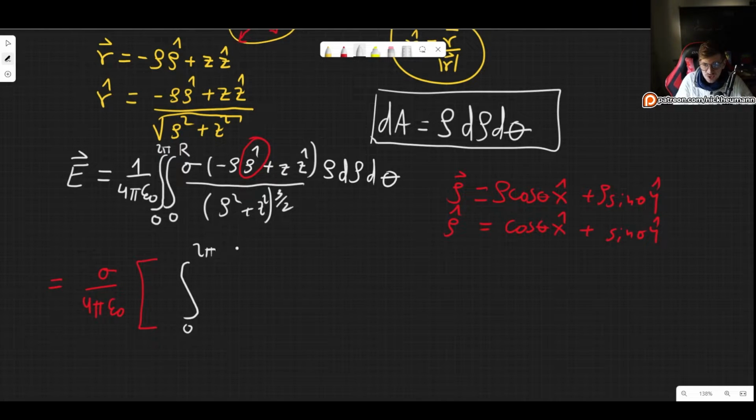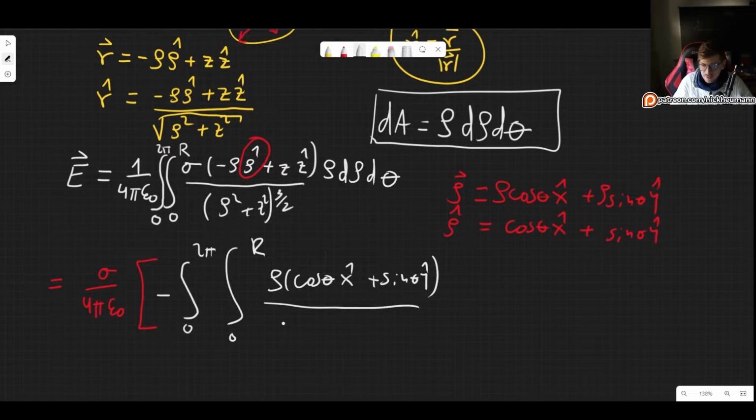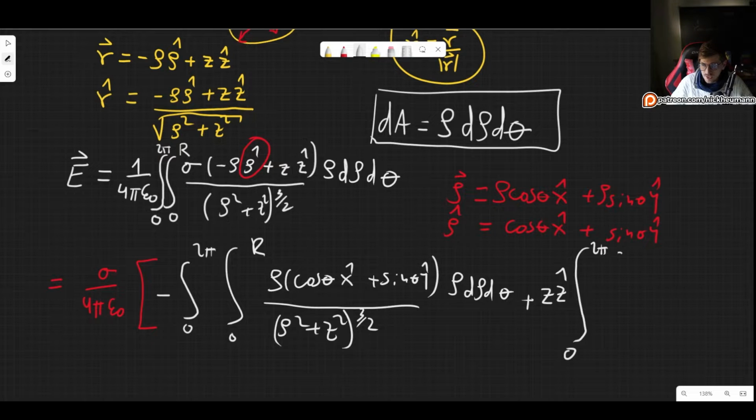So we have the integral from 0 to 2 pi, 0 to R of minus rho cosine of theta in the x hat direction plus sine of theta in the y hat direction, divided by rho squared plus z squared to the 3/2, in rho d rho d theta. So that is this first part. Then we have plus z in the z hat direction. We can take it out of the integral because it doesn't depend on rho or theta.